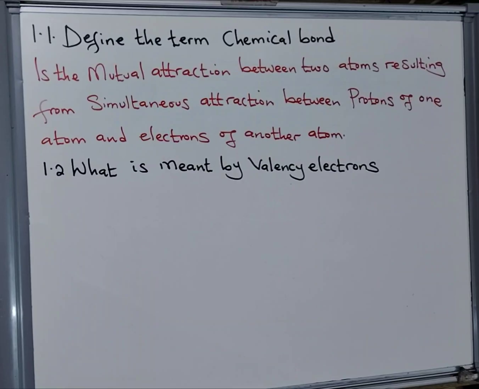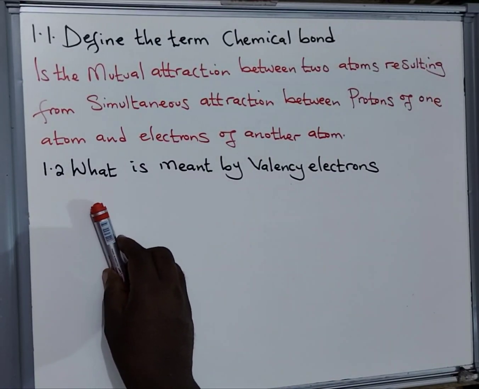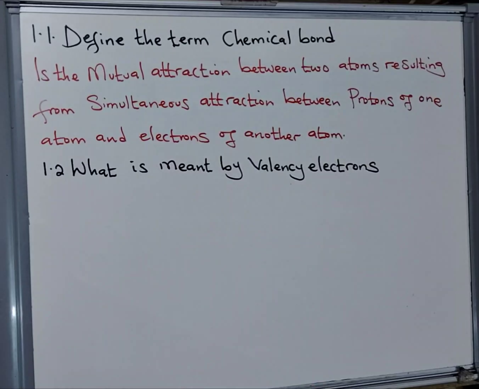Then comes this question. It says, what is meant by valence electrons? What is it? These are electrons in the outermost shell or outermost energy level of an atom.